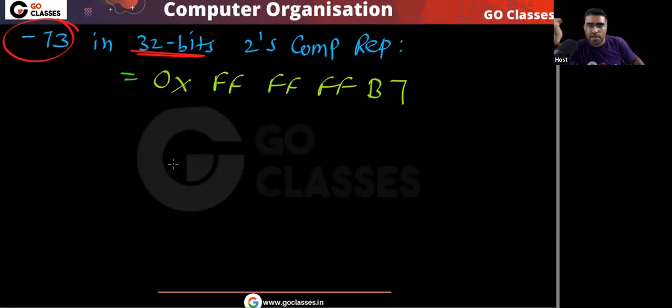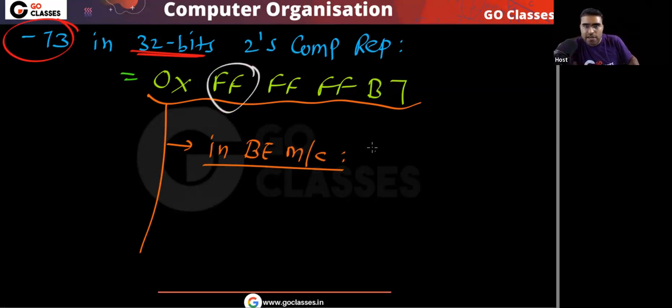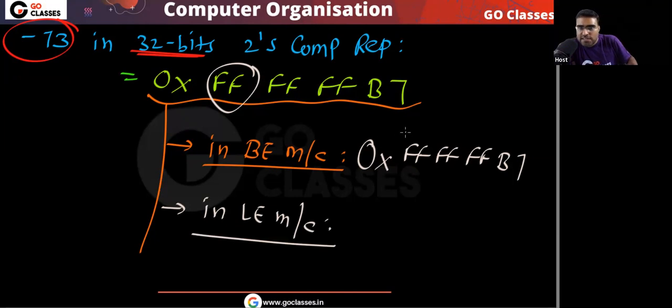Now you tell me, in big endian, what will it look like? If you have a big endian machine, what will you do? You will start with the big end. So in the big endian machine, it will look the same. Okay. In little endian machine, what will it look like? Remember, addresses are increasing like this. In this order, addresses are increasing. In the little endian machine, you will start with the little end.